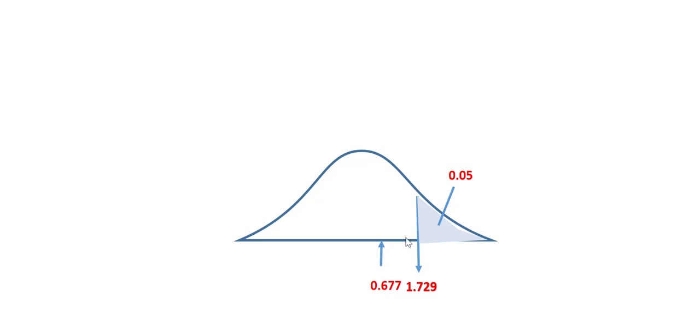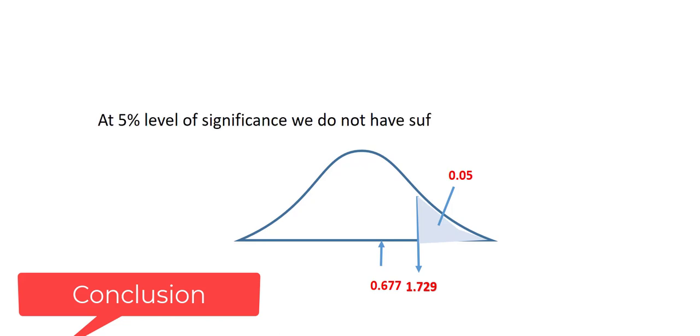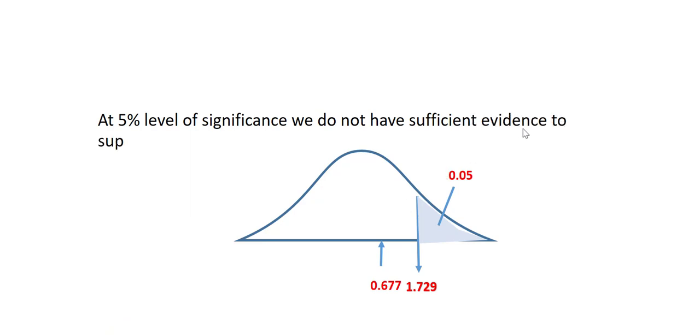So we can see from the results that we got that the rejection region is on the right tail. Alpha is 0.05. The critical value associated to that is 1.729. The test statistic is outside of the rejection region. So as a result of that, we fail to reject the null hypothesis. Hence, we can conclude that at 5% level of significance, we do not have sufficient evidence to support the recruiter's claim.